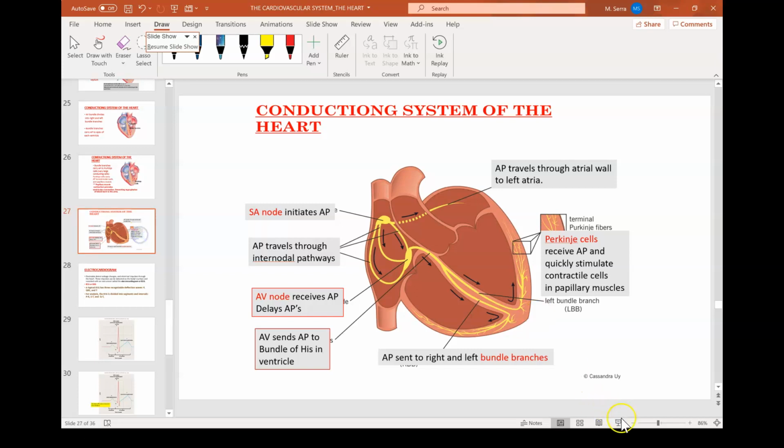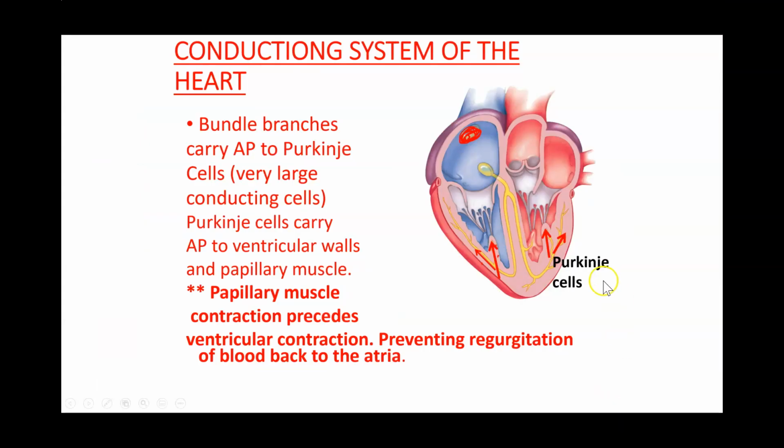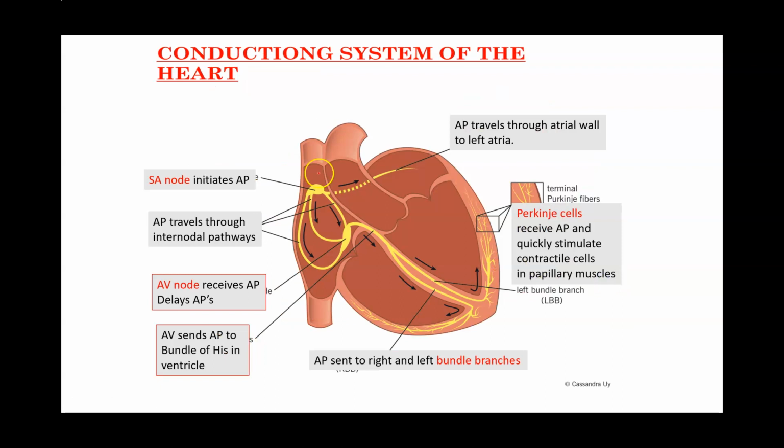Okay, there we go. So from SA node right here, through these nodal pathways, and then notice that it's going on to the other parts of the atria, to the AV node. So from SA node to AV node. The AV node delays the signal long enough to give a chance for the atria to contract, and then the signal travels down the AV bundle.